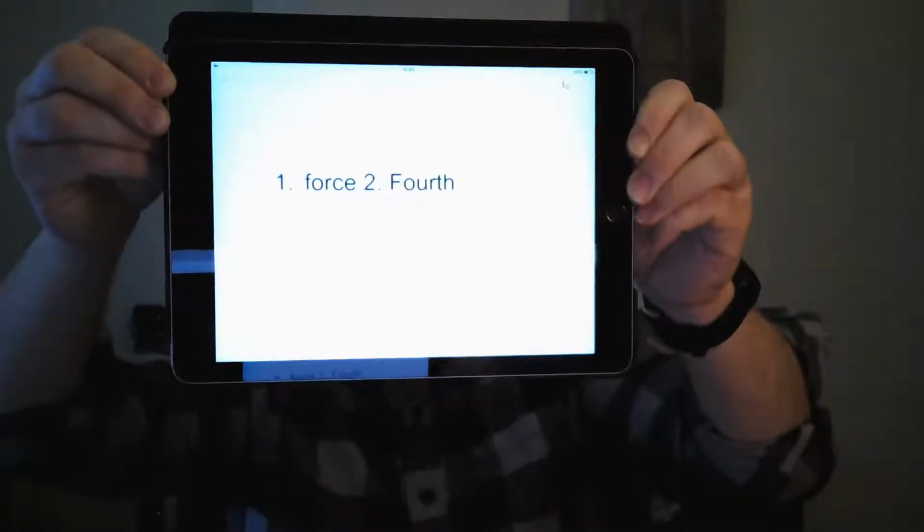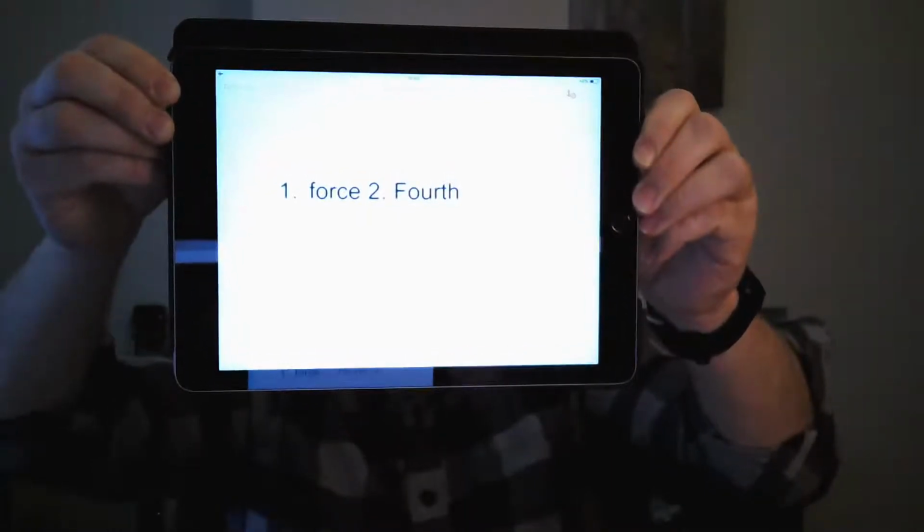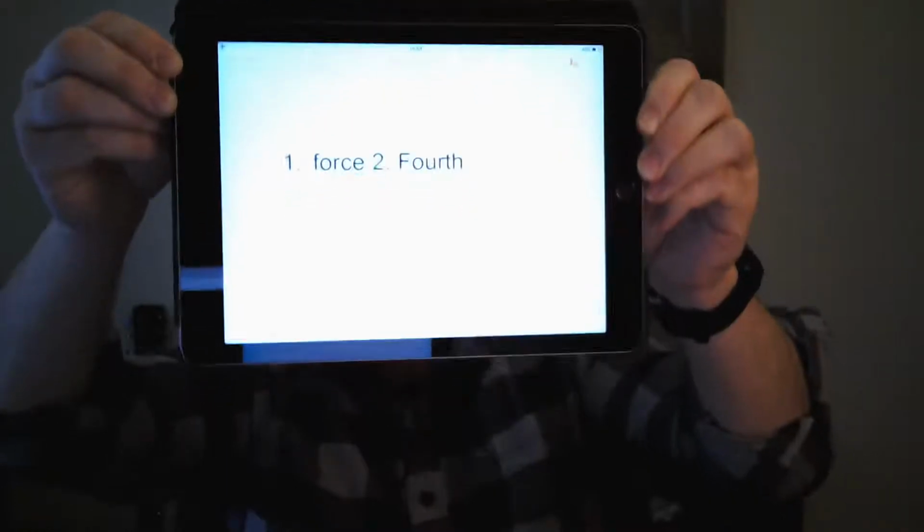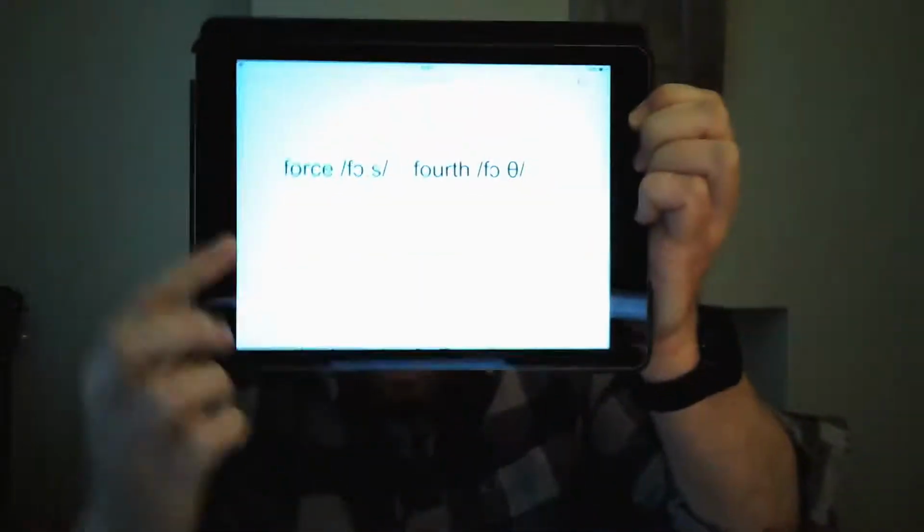Force. Force. Is this one or two? Force. Okay, we've got some answers coming in here. Force. Okay, so everyone is right. I was saying the first one. Let's have a look at the difference in the pronunciation.